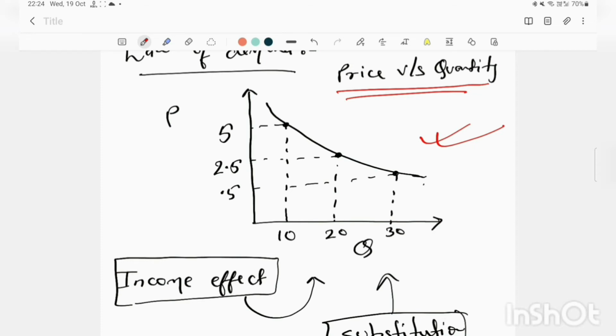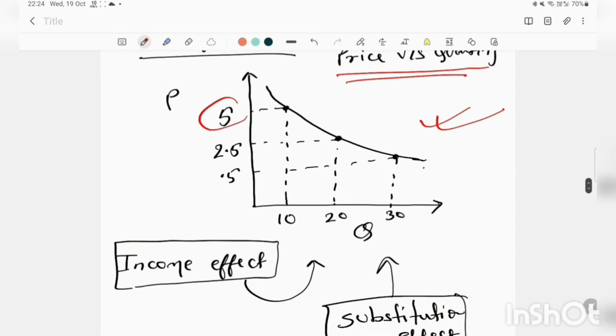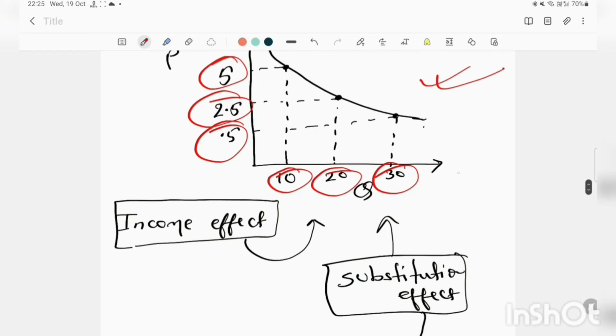And we can also see from the graph, suppose the price of the commodity was 5 in the beginning, we were able to purchase 10 units of that particular good, but when its price got reduced to 2.5, we were able to purchase additional units, that is 20 units of that good, and when it becomes 0.5, we were able to purchase even more, that is 30 units of that product, right? So it is telling us about the income effect.